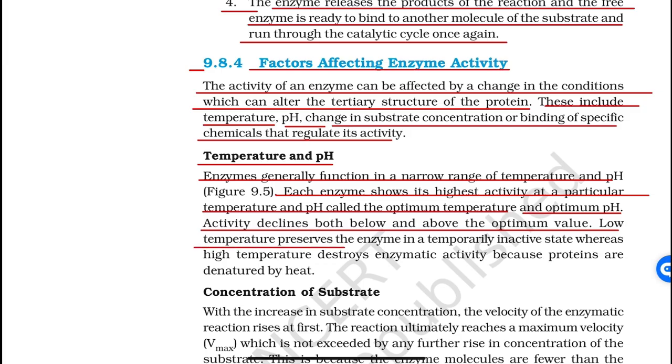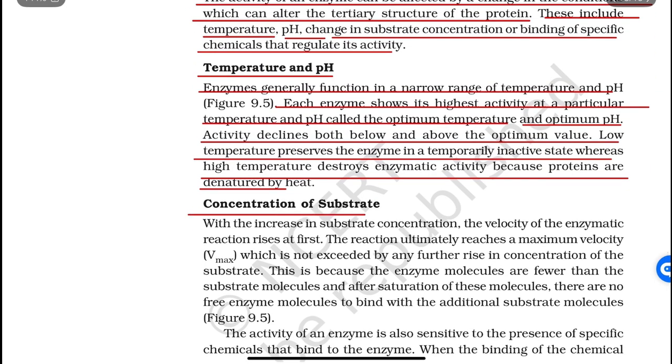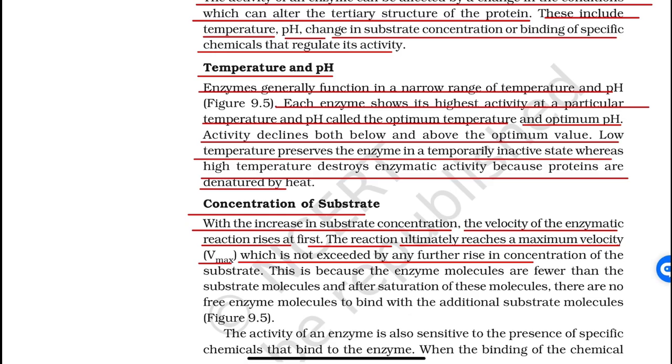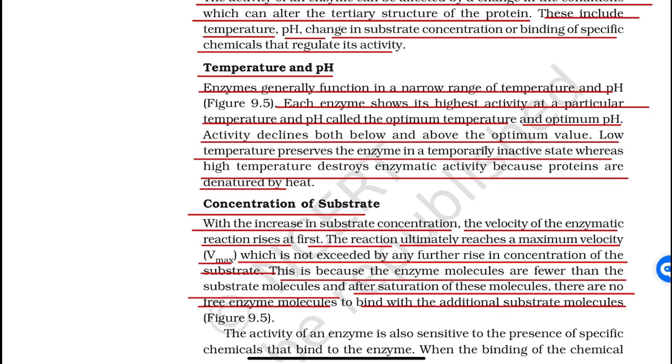Low temperature preserves the enzyme in a temporarily inactive state, whereas high temperature destroys enzymatic activity because proteins are denatured by heat. Concentration of substrate. With the increase in substrate concentration, the velocity of enzymatic reaction rises. At first, the reaction ultimately reaches a maximum velocity, which is not exceeded by any further rise in concentration of substrate. This is because the enzyme molecules are fewer than the substrate molecules, and after saturation of these molecules, there are no free enzyme molecules to bind with additional substrate molecules.